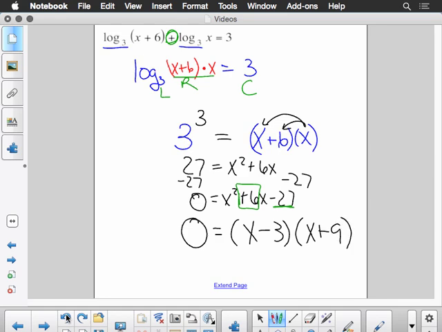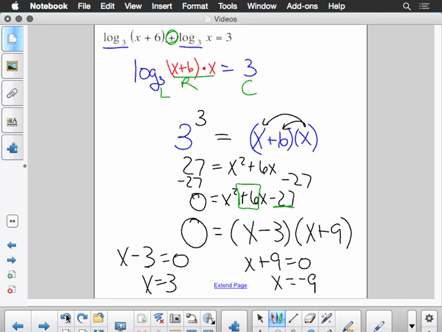And of course, I have two things that I'm multiplying together to get 0, so I need to split those two things up and set them each equal to 0. So x minus 3 equals 0, and x plus 9 equals 0. Over here, I'm going to get x equals 3, I hope that this is still showing up, and then x equals negative 9.